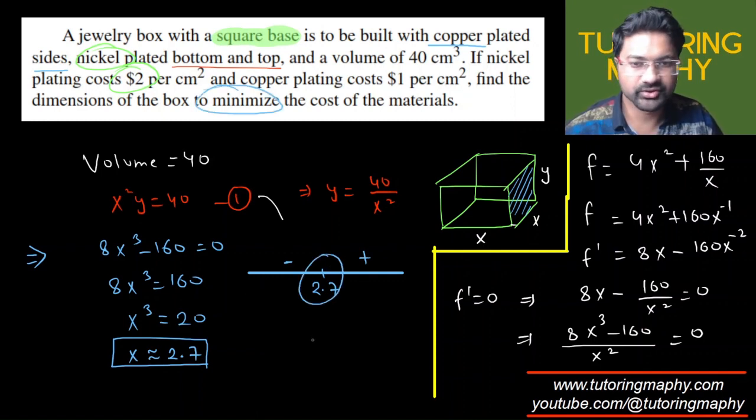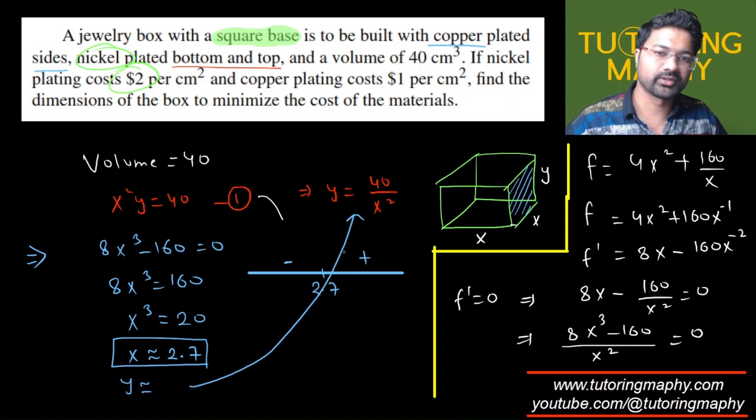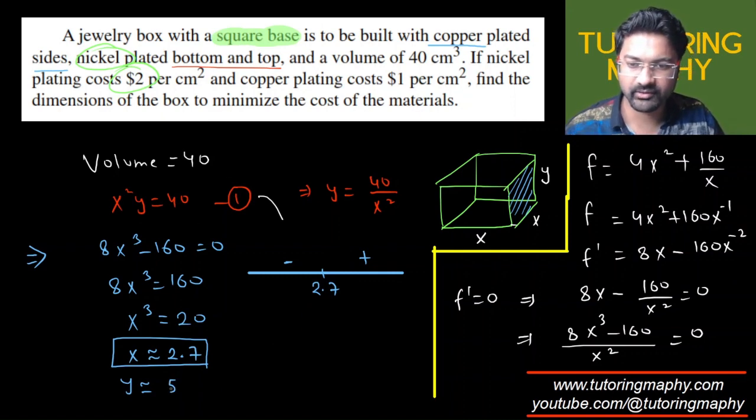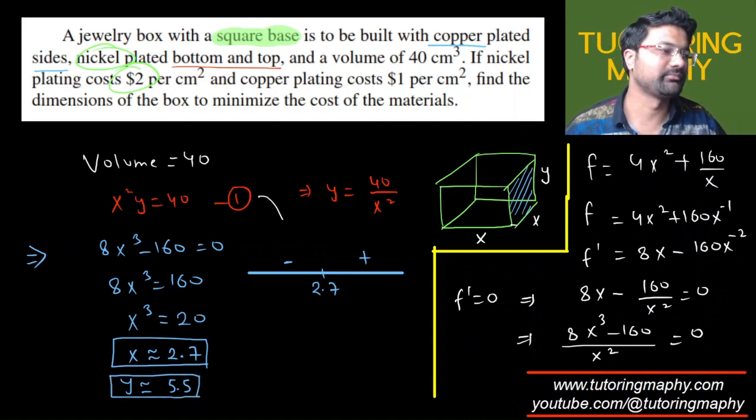So they need the dimensions, so we got the dimensions. x is somewhere around this and y will be somewhere around, I'm just going to plug this in over here. So that's going to look like 40 divided by 2.7 squared, answer about 5.5. So these are the dimensions of the box that's going to minimize the cost of it.